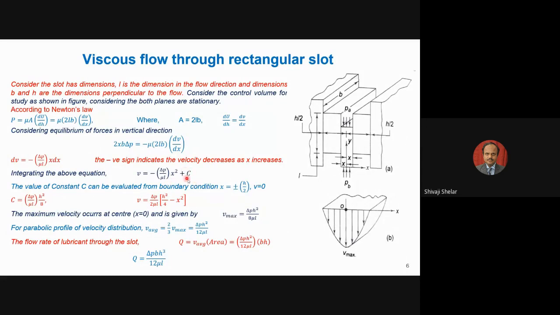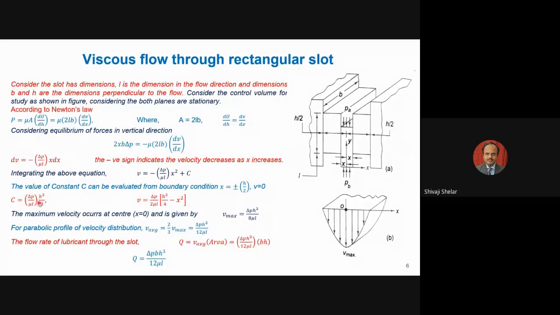If you put that value at plus h by 2 or minus h by 2 in this equation, you can get the value of c, and that value of c is equal to delta p upon mu l upon h square by 8. Here I have considered x square by 2. X we are putting as h by 2, so x square becomes h square by 4, and 4 by 2 becomes 8 here.